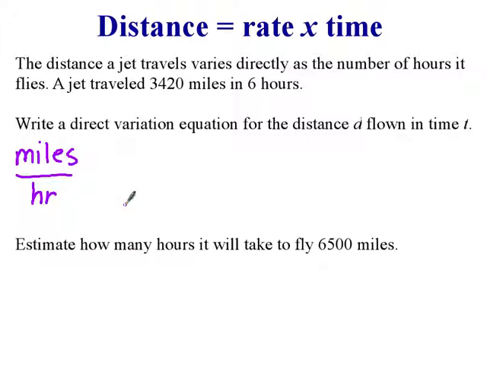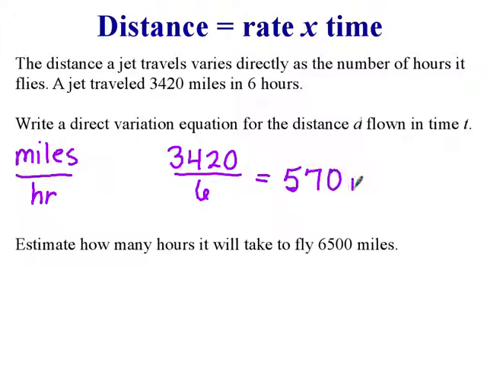Okay? And so it says a jet traveled 3,420 miles in 6 hours. All right, so let's think about that. 3,420 miles in 6 hours. So really, how fast was that plane going? What'd you get? You're right. 570 miles per hour is how fast that plane is traveling. So let's think about the next question. It says estimate how many hours will it take to fly 6,500 miles.